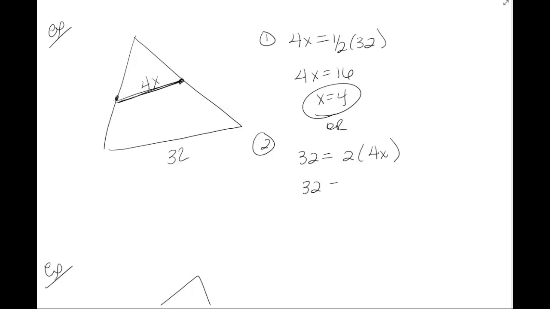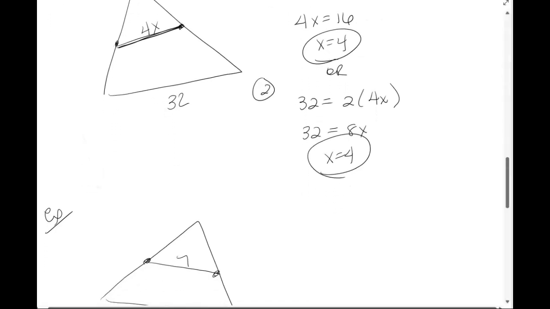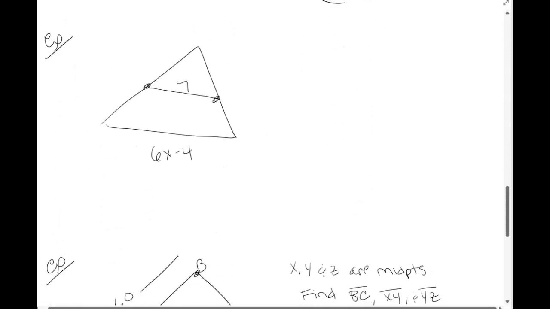Or 32 is going to equal 8x and x equals 4. So I'm not sure in your mind which is going to be easier to set up, but either one works. So the short segment is half the long, or the long is twice the short. Okay, so in this guy, now we have the short segment as 7, the long segment as 6x minus 4.